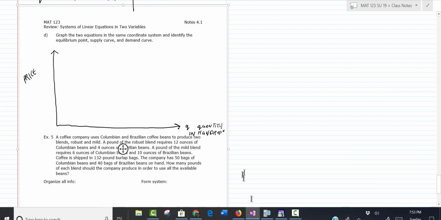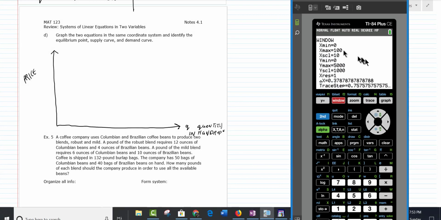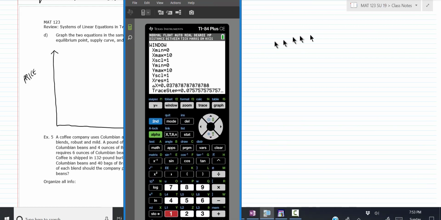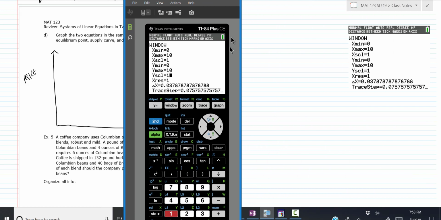All right, so back to what I was going to talk about here on the calculator. X is really quantity, so that needs to start at 0. Let's go up to 10, and then Y is really price, so let's scale the X by 1, and the same thing here, let's go 0 to 10, scaling by 1. Okay, and then I'll show you what my thought process is in setting this up.